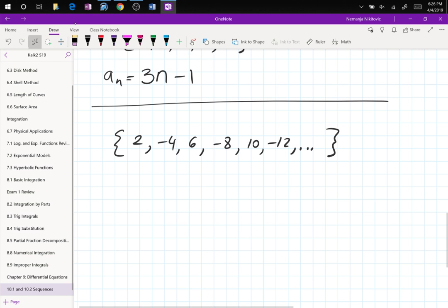2n minus... oh, times. I think you're right. No, because it makes it a negative. This is negative.